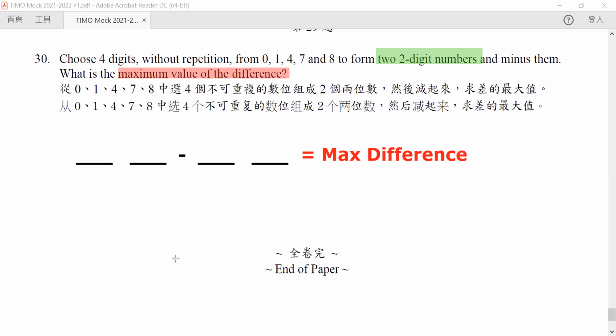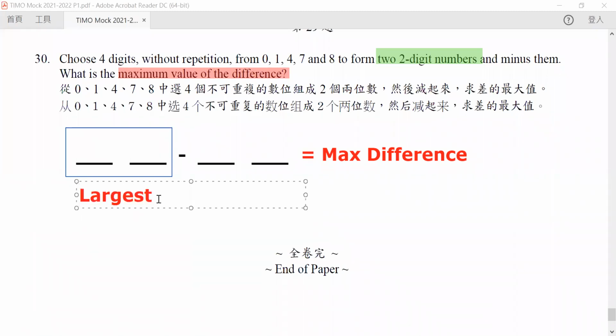Teacher, you must be faster. We have only 2 minutes. Yes, I know.